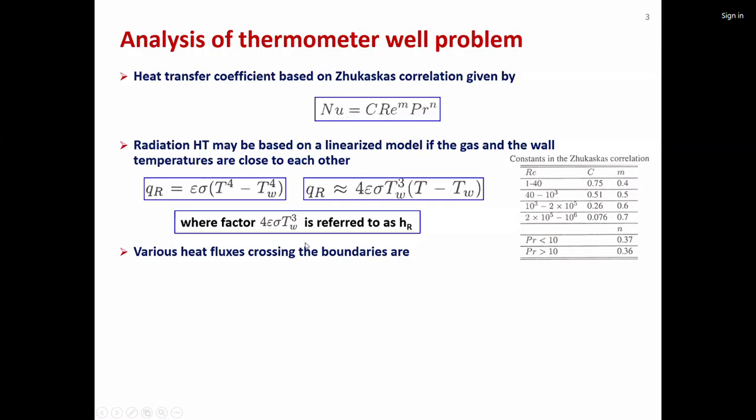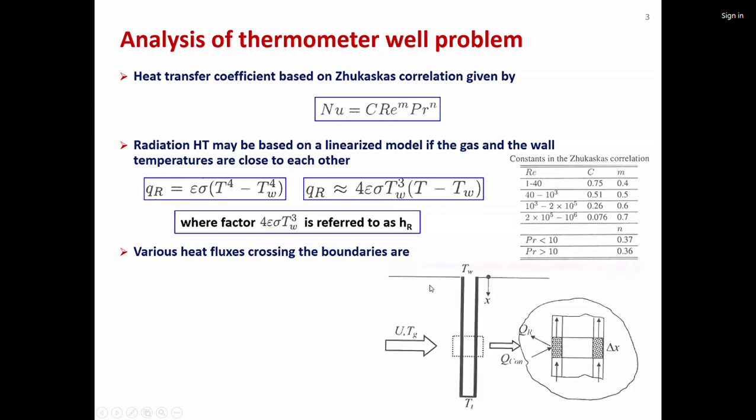So now, what are the various heat fluxes that are crossing the boundaries? You can see that this is the temperature of the wall, the tube wall, and this is the temperature of the tip. The heat basically conducts from this end of the cylinder to this end of the cylinder. This is considered as a concentric cylinder. Heat is coming by conduction and heat is leaving by radiation into this cross-section of this plug or the cavity material. The length is delta X.